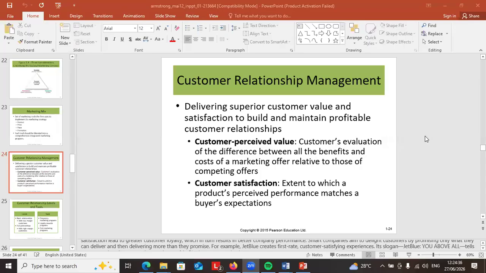So at your level, when we ask you to define customer satisfaction, we're only expecting you to indicate that it is the extent to which a product's perceived performance matches a buyer's expectation, right? At the master's level, customer satisfaction is this, and then by extension, when the product's perceived performance exceeds the buyer's expectation, then there's customer delight.